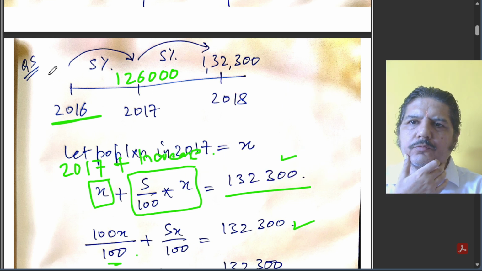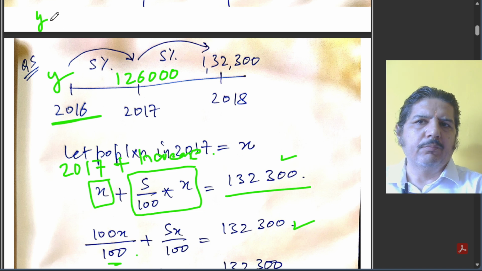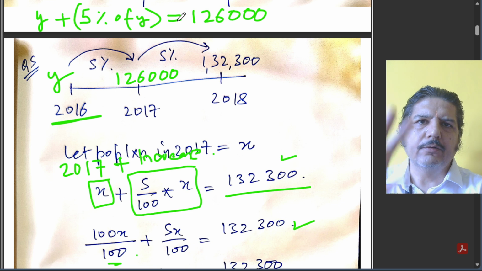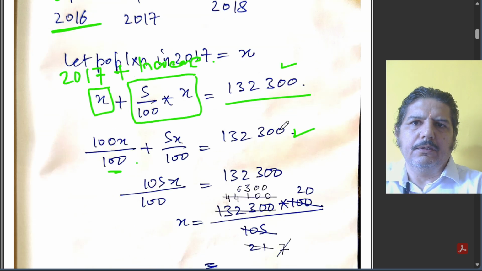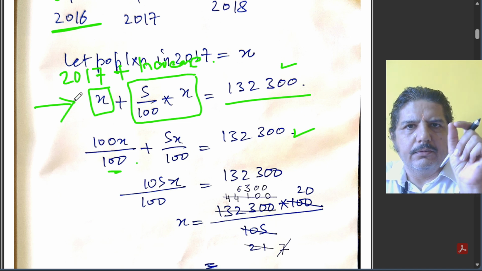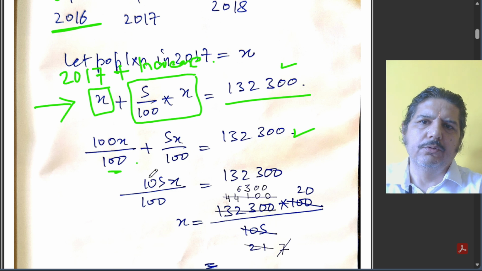I'll assume that the population in 2016 is y, then the population in 2016 plus increase of 5% on this y. So 5% of y, this is the increase, and this will be equal to 1,26,000, and then we solve for y. I hope this is making sense. See, as I told you before, adding these kind of x's, the algebraic terms, this is a skill that you will have to develop.